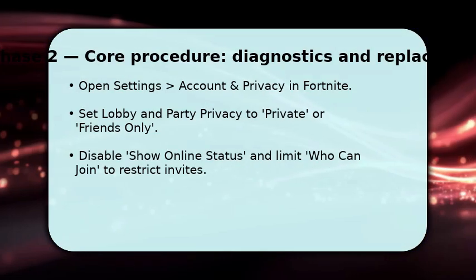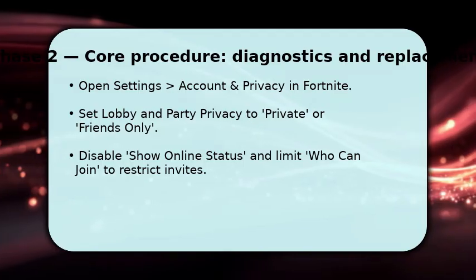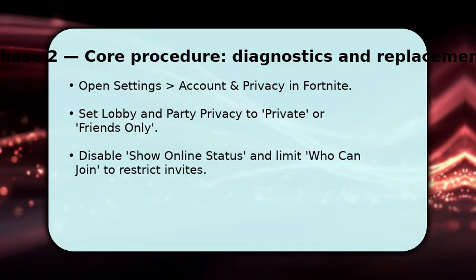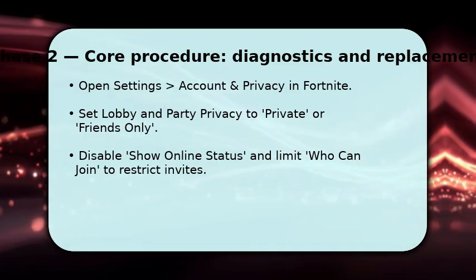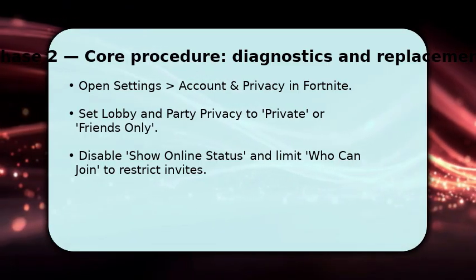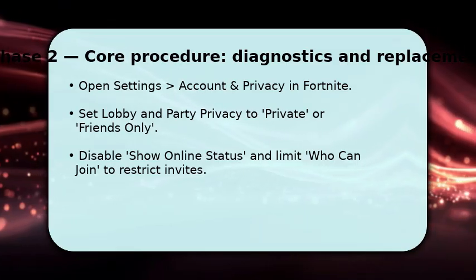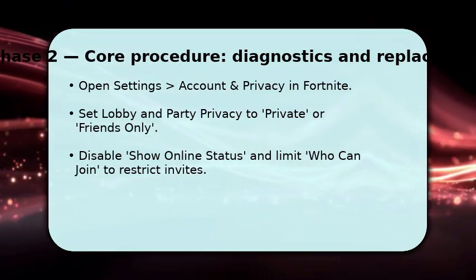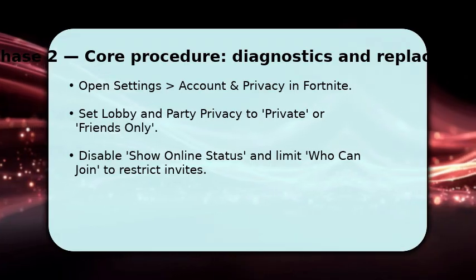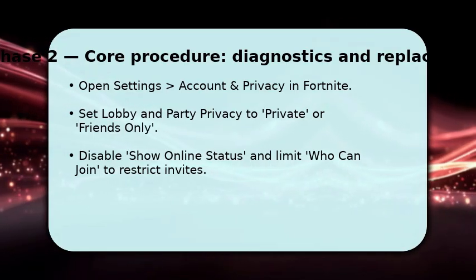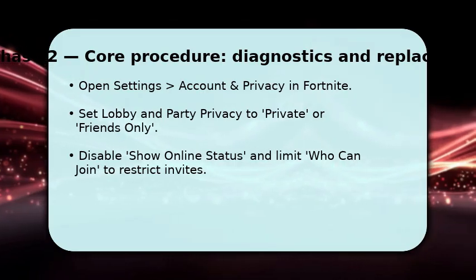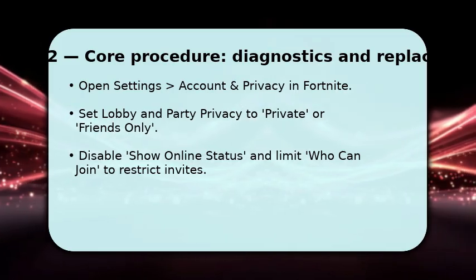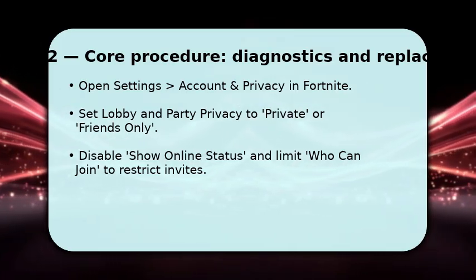You now change Fortnite-specific controls so your presence is hidden inside the game. Go to Settings, then Account and Privacy. Set lobby privacy to private or friends only, and do the same for party privacy so random players can't see or join you. Next, turn off any in-game options that broadcast your online status or notify friends when you join a match. This prevents cross-platform friend lists from revealing you. Make sure to save changes before exiting, and test with a secondary account if possible.